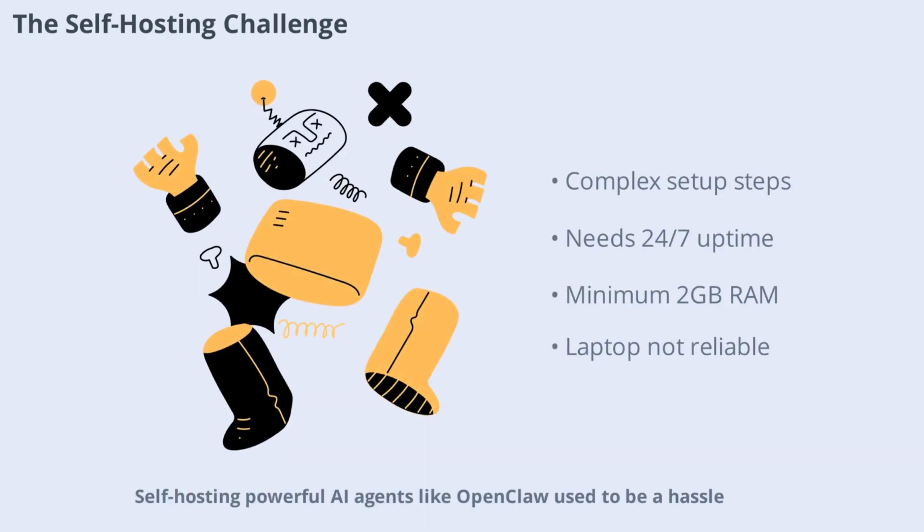Self-hosting powerful AI agents like OpenClaw used to be a hassle. You'd have to SSH into a server, install Docker, configure environment variables, set up firewalls, and troubleshoot networking issues, often in the middle of the night. Running it on your laptop was only good for testing, since your agent would go offline when your computer slept. For a truly always-on experience, you needed a VPS with enough RAM and a reliable setup. This complexity was a major barrier for many would-be users.